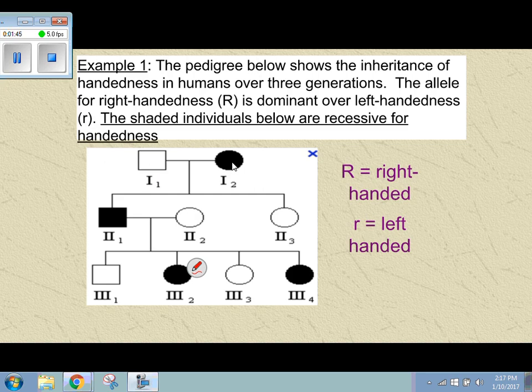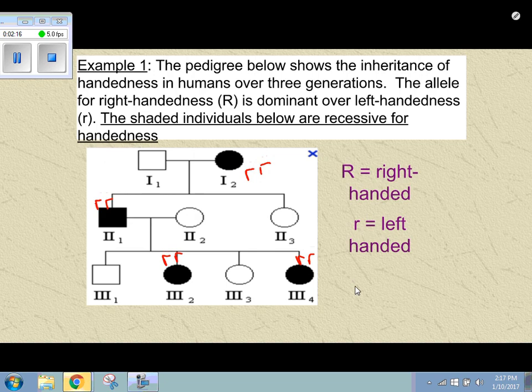I know that this female is left-handed, and I know that because they shaded her in, and that's what we're studying here. Both of her genes must be for the little r, for left-handedness. And I can go through, and anybody in this family that's shaded, that's true for them.